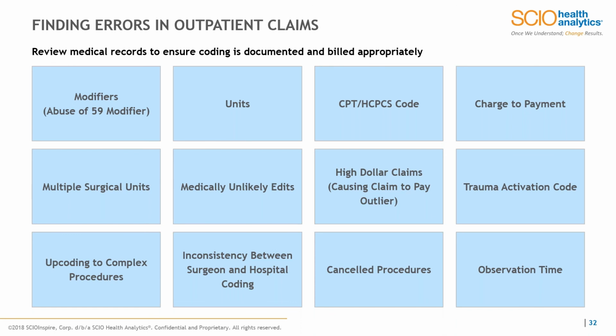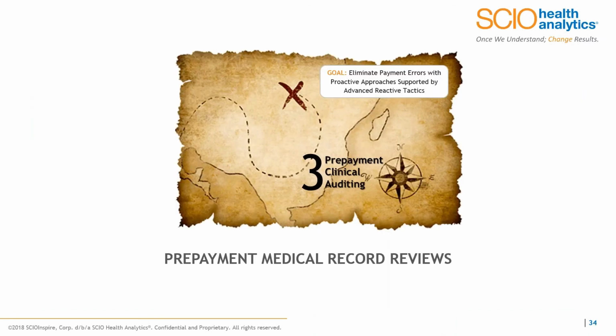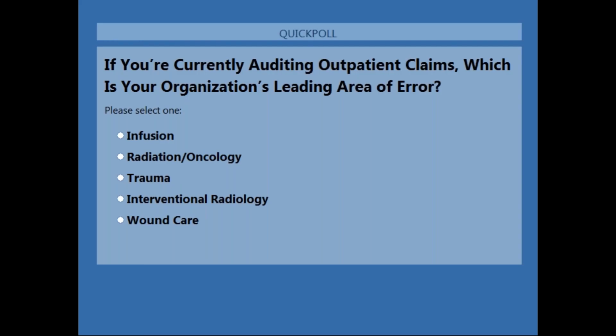Thank you, Leslie. And that actually brings us to our next polling question of the day, and it's related to the topic that Leslie just mentioned, outpatient auditing. So let's go ahead and launch this poll, please. The question is, if you are in an organization that's currently auditing outpatient claims, which is your organization's leading area of error? We have A, infusion, B, radiation or oncology, C, trauma, D, interventional radiology, or E, wound care.